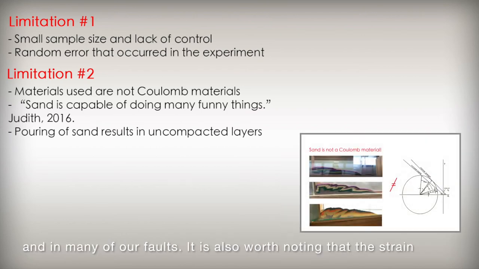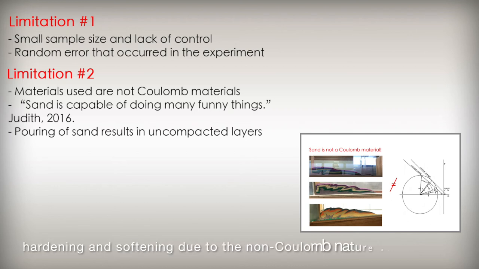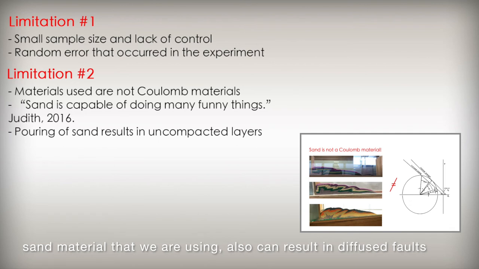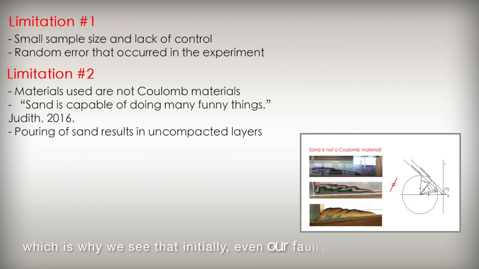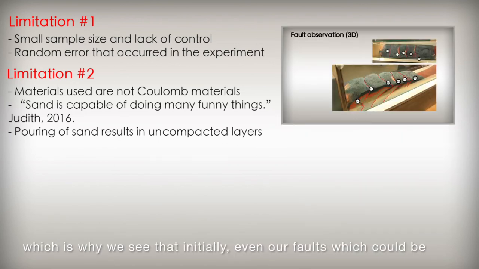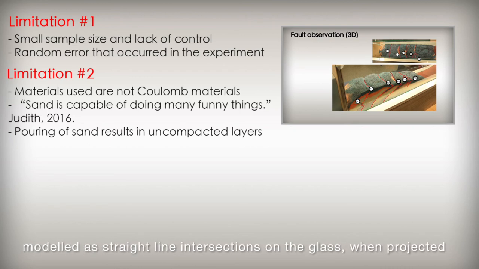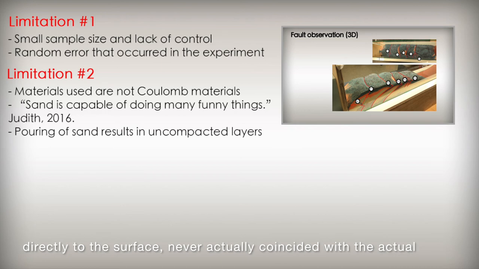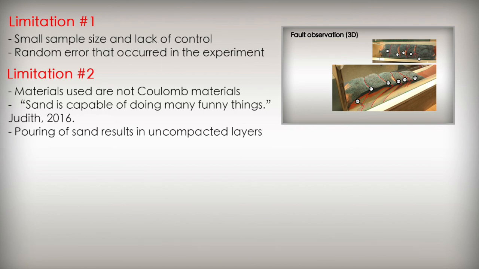It is also worth noting that the strain hardening and softening due to the non-Coulomb nature of the sand material we are using can also result in diffuse faults, which is why we see that initially, even our faults that could be modeled as straight line intersections on the glass, when projected directly to the surface, never actually coincided with the actual location of the fault scarp that is formed.